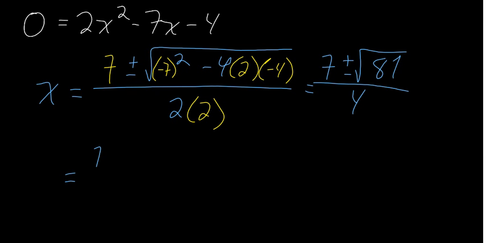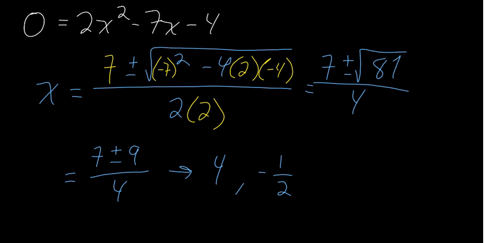We have 7 plus or minus the square root of 81, that's just 9, all over 4. And then we're going to have 16 over 4, because 7 plus 9 is 16. 16 over 4 is 4. Let's put an arrow there. So one of my solutions is 4. The other one would be 7 minus 9, which is negative 2. Negative 2 divided by 4 is going to be a negative 1/2.